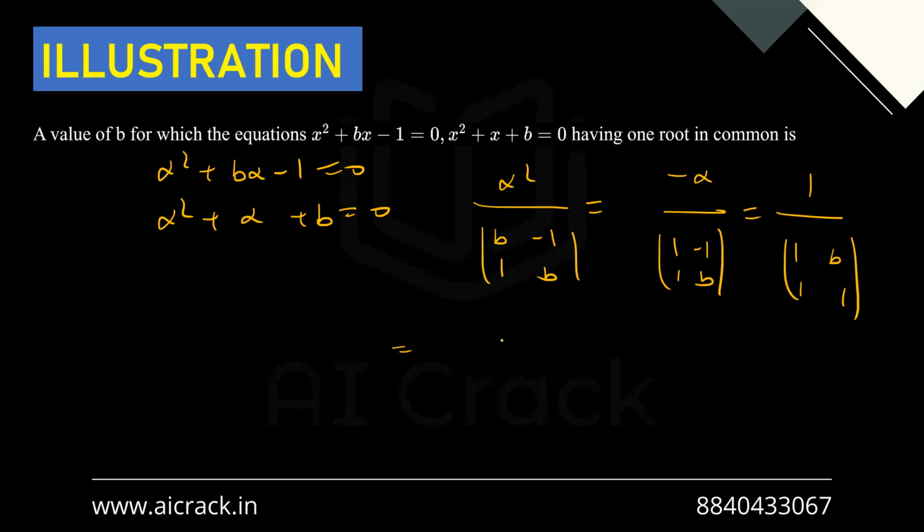So this comes out to be alpha square upon b square plus 1 and this becomes minus alpha upon b plus 1 and this becomes 1 upon 1 minus b, right? Now what you have to do, you have to find out alpha from here and you have to find out alpha square from here. You have to square this one to use that value over there, right? And then you'll get the answer for b. That's a very simple problem, right? There is no problem in that.